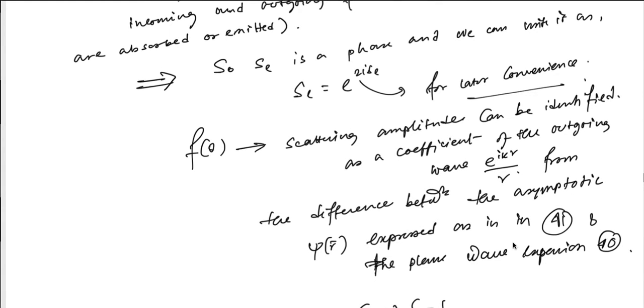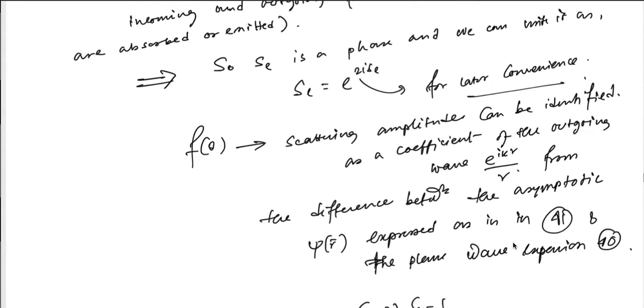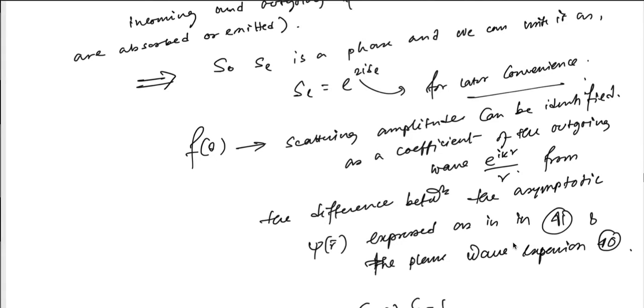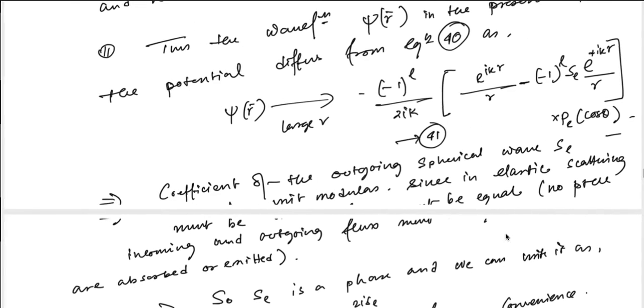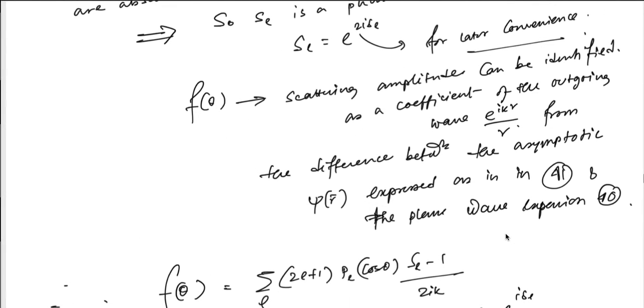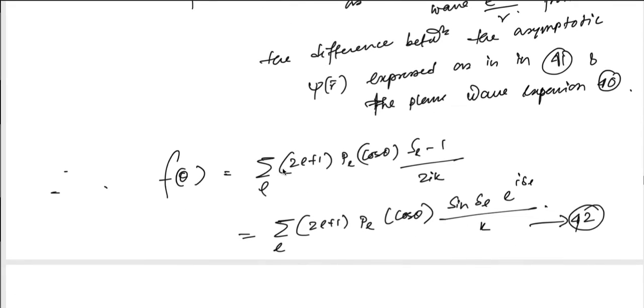So from here we want to identify what is the f(theta), the scattering amplitude, and that is basically the coefficient of the outgoing wave. So if we take the difference between the asymptotic psi(r) as we wrote down in 41 and the incoming plane wave, 40, then we can work out this f(theta) part, and that f(theta) is nothing but the sum over L of (2L plus 1) P_L(cos theta) times (S_L minus 1) by 2ik.